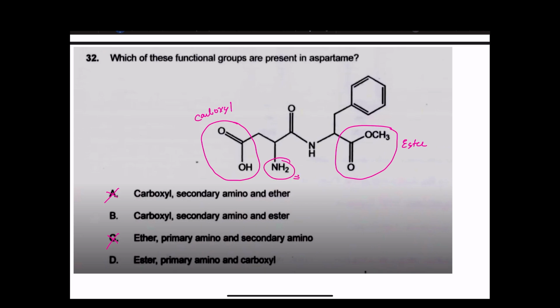NH2, this is a primary amine group, primary amino group, right? And CONH, this is basically an amide group. Okay, I don't see amide in the options, but I see primary. So this is not a secondary amino group. It is totally called an amide group. So option D is the right answer, and I can also eliminate option B.